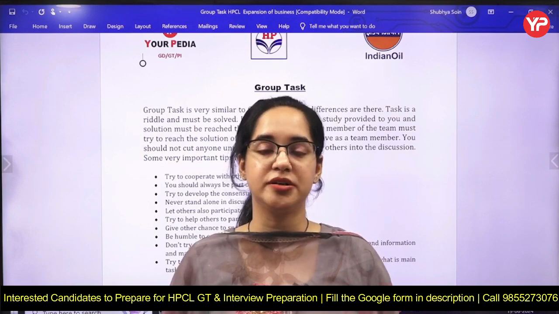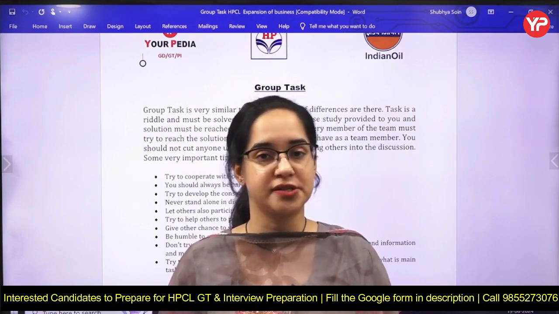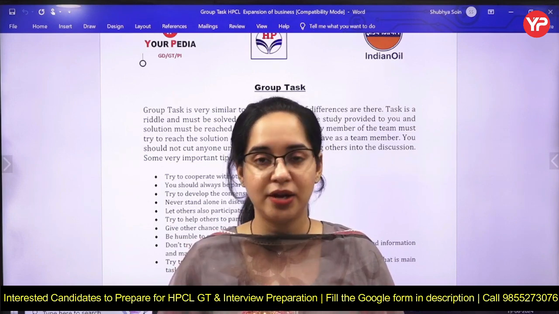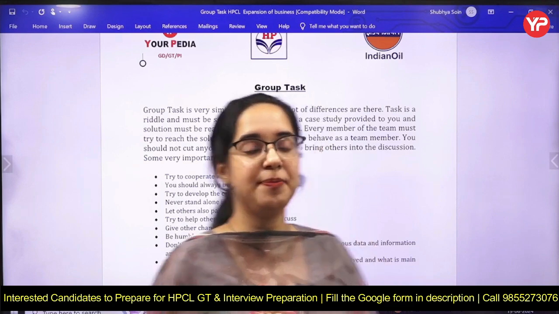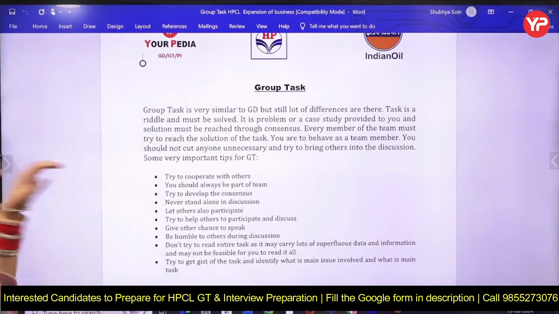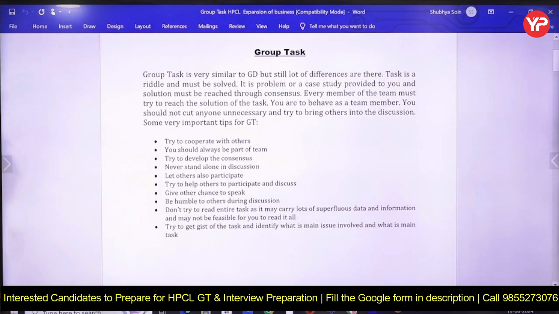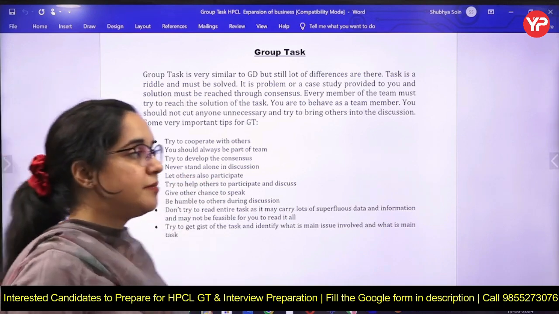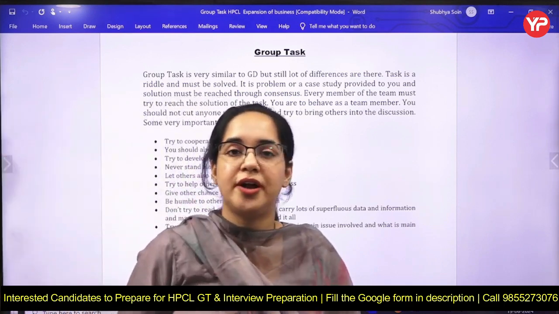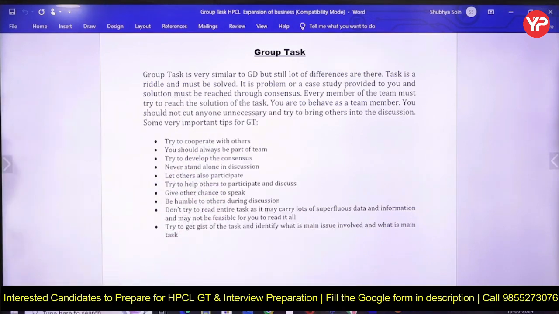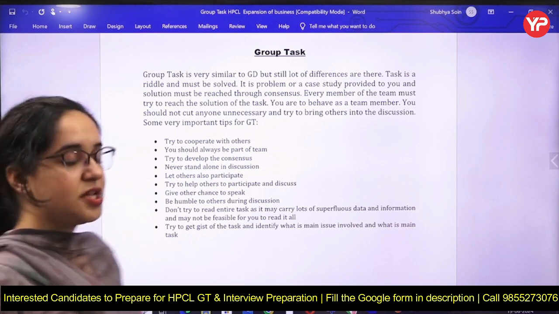Because these are the pointers which showcase your soft skills, like how polite you are while the conversation is still going on and people have come up with different ideas. So you have to be cooperating, you try to cooperate with others. You should always be a part of a team. You should try to develop the consensus. Never stand alone in the discussion. That's very important because sometimes students in the conclusion try to provide their own consensus.